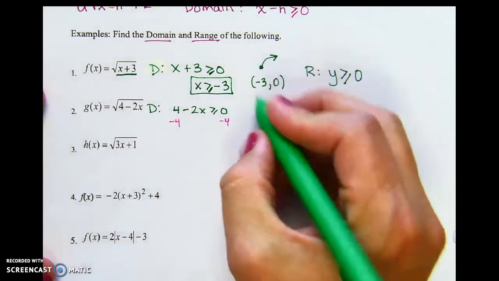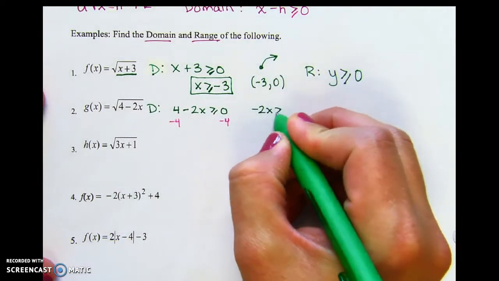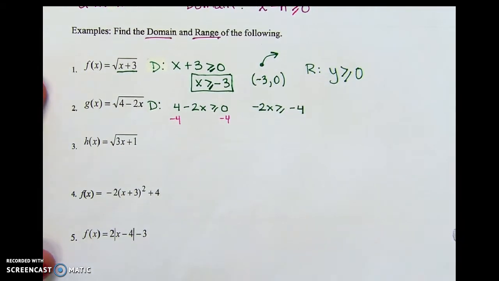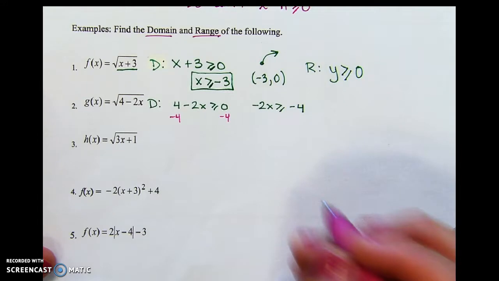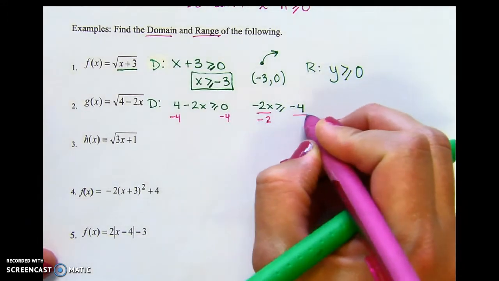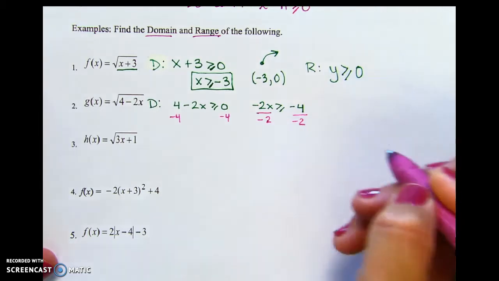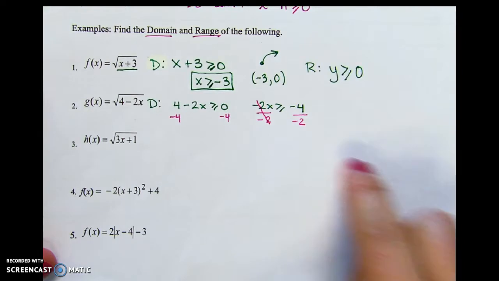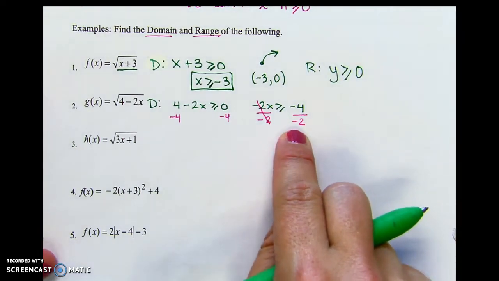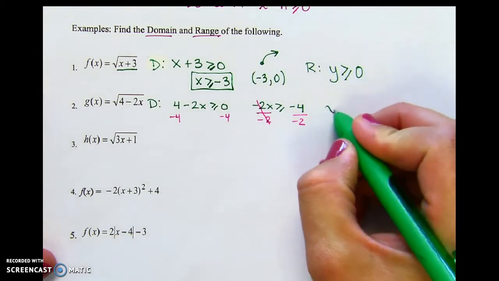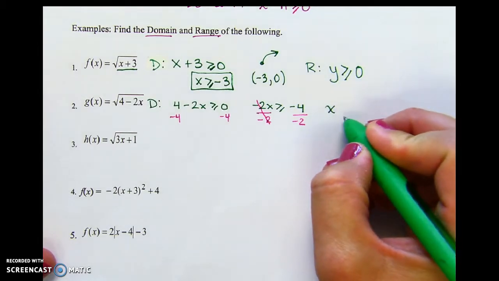I'll go to the side. So negative 2x is greater than or equal to negative 4. Then what do we do? Divide by negative 2. Dun dun dun! You should get chills right now because you're doing something funny. What do you have to do when you divide by a negative on an inequality? Do you remember that? You got to flip the sign or switch it.